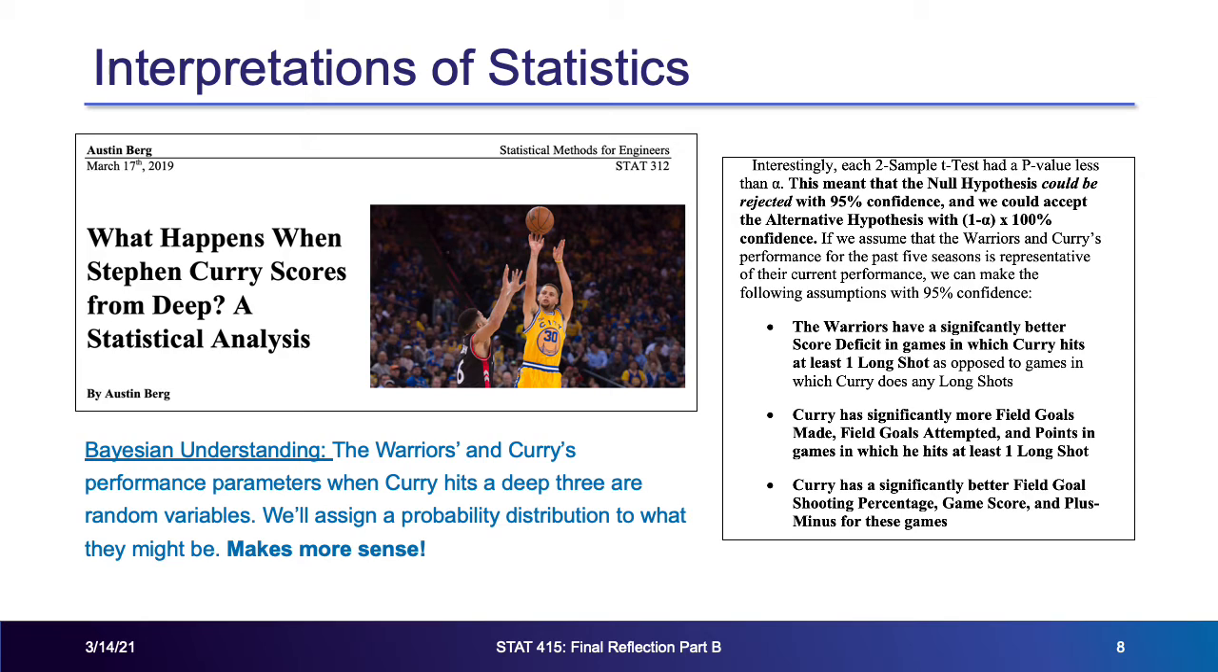So think about games in which Stephen Curry hits at least one 3-point shot from 3 feet beyond the arc. Now, are the performance parameters, so the score deficit, field goals made, field goals attempted, and points in the game, fixed numbers? Or are they going to be a large range of numbers? Probably it's going to be based on a bunch of different things. Are they home or away? Who's playing in the game? Things vary quite a bit, and so it makes much more sense to say, well, we subjectively believe based on what we know and the data that we get that their performance, those performance parameters, can be in this range, or they have a mean around here, but it's much more subjective randomness. So we understand their performance to be random variables. I think this makes much more sense.